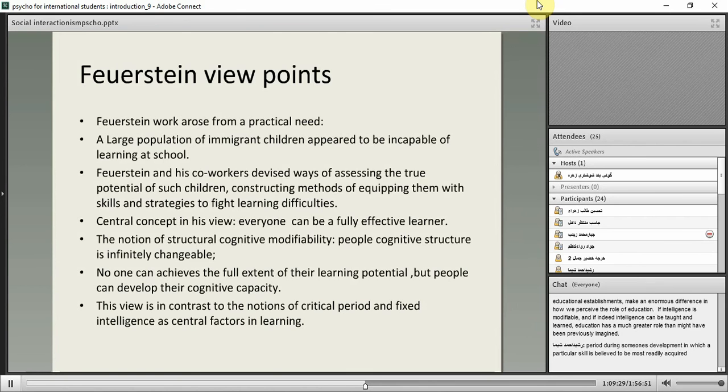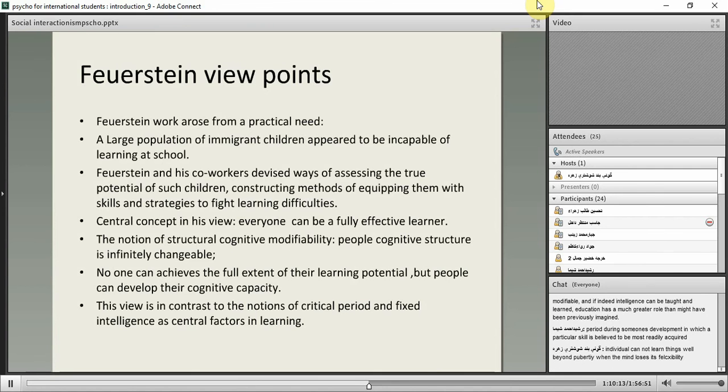So let me make it simpler. Individual beyond puberty, when the mind loses its flexibility. This is the main statement of the proposal, that individuals cannot learn things well beyond puberty, when the mind loses its flexibility. Puberty cases are beyond age 12, between 12 to, some say 12 and 19, okay?